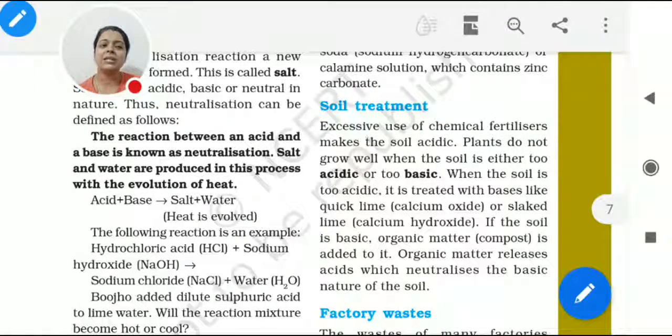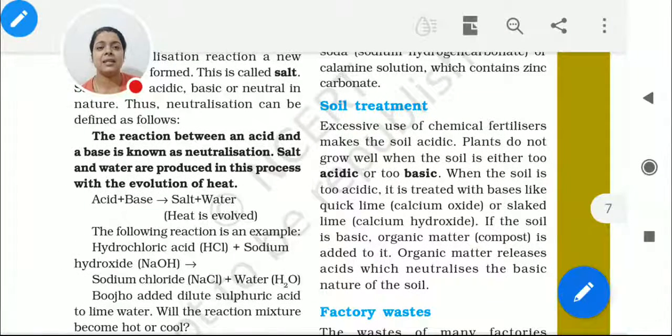So when it is acidic, we have to use calcium oxide. That is quick lime, you can say. We can use calcium oxide, or you can also use calcium hydroxide. Either calcium oxide or calcium hydroxide makes this acidic soil basic, right? But the matter comes, if it is completely basic, extremely basic, then what to do? In that case, we can do one thing.